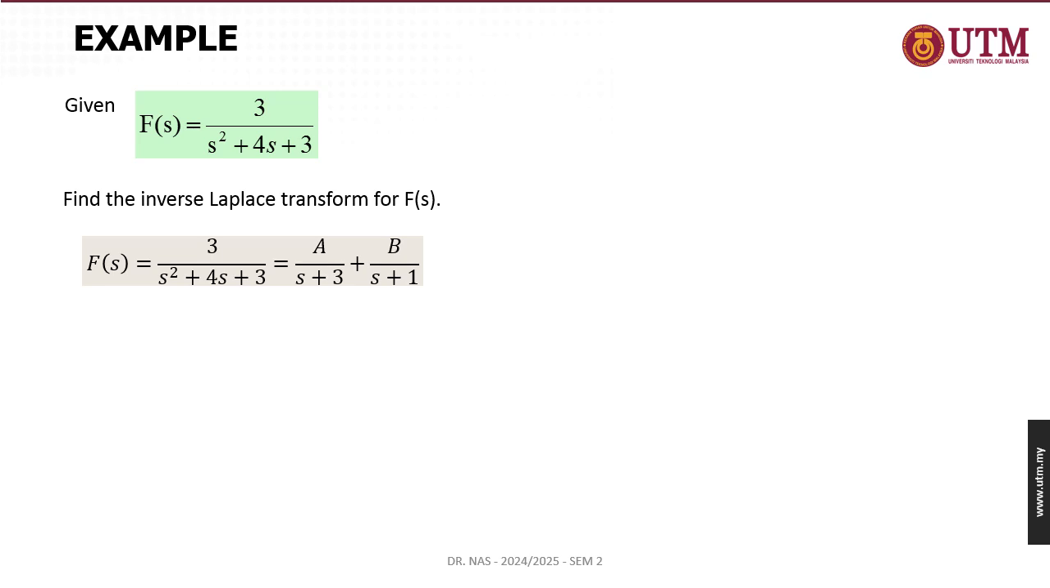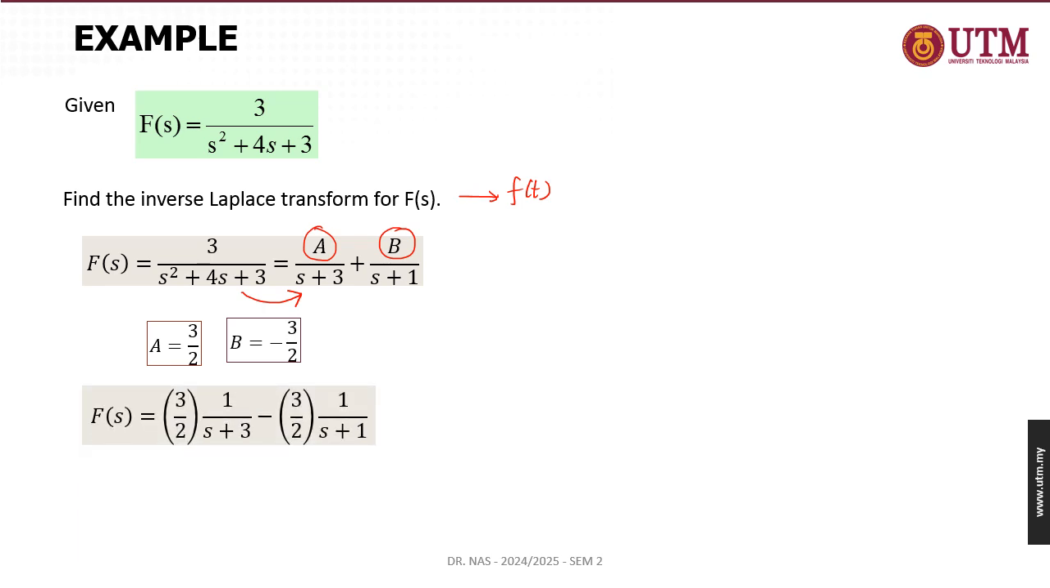Let's look at another example. Given F(s), you need to find the inverse Laplace transform for F(s), meaning that you need to get f(t). In order to solve this, you need to use the partial fraction expansion, in which this equation is grouped into two components in this case. So you need to find the values of A and B. From the calculation, you should get A equal to 3 over 2 and B equal to minus 3 over 2. So now replace the A and B values into the equation. So you should get this.